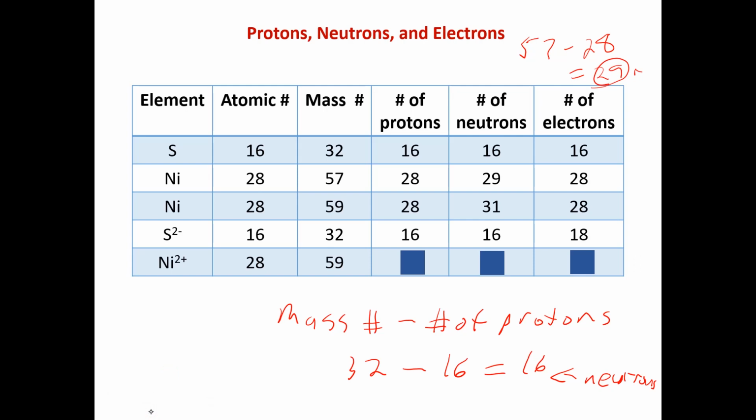So remember that the negative or the positive refers to the charge, not to addition or subtraction. Okay, so don't confuse that.